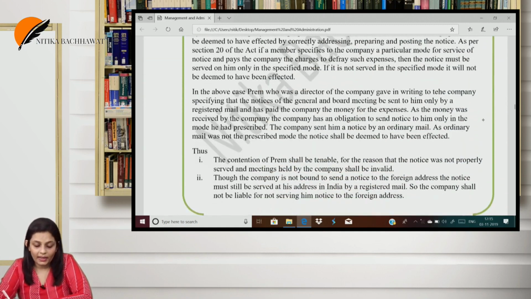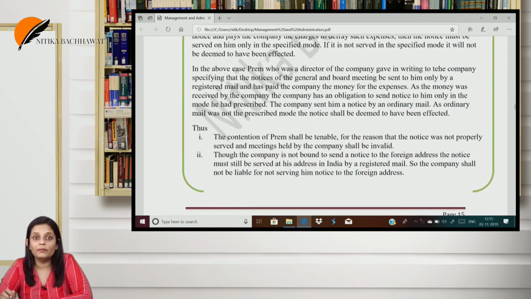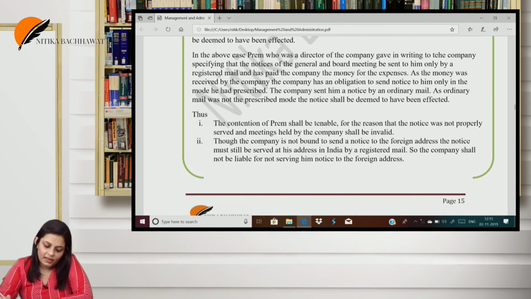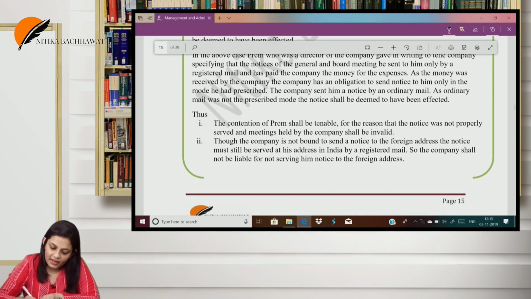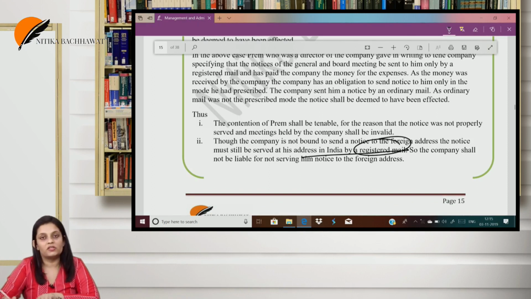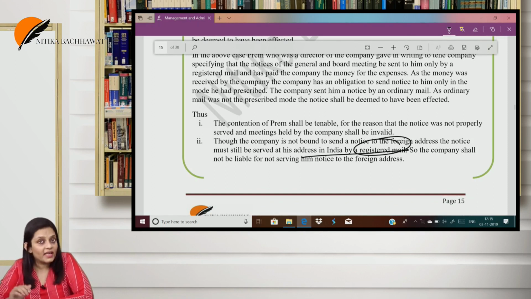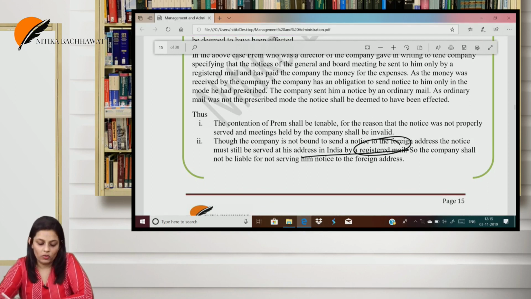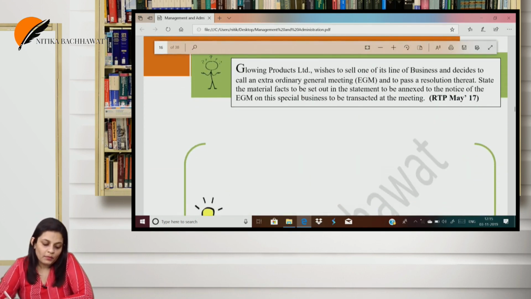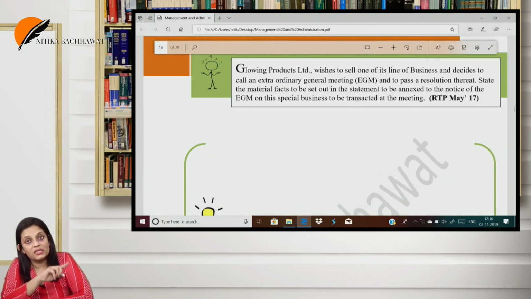When he was outside India, the company is not liable to send him notice at the address outside India, but the company is liable to send him at the registered address in India by registered mail. So yes, if the company has not sent it in this mode, he can hold the company liable. Glowing Products Limited can be held liable for not sending him notice at the registered address in India, not outside India.